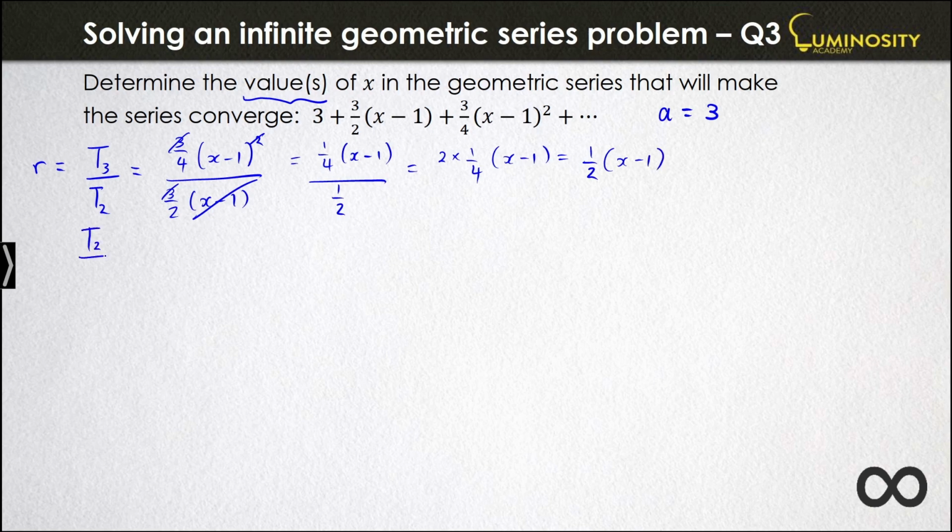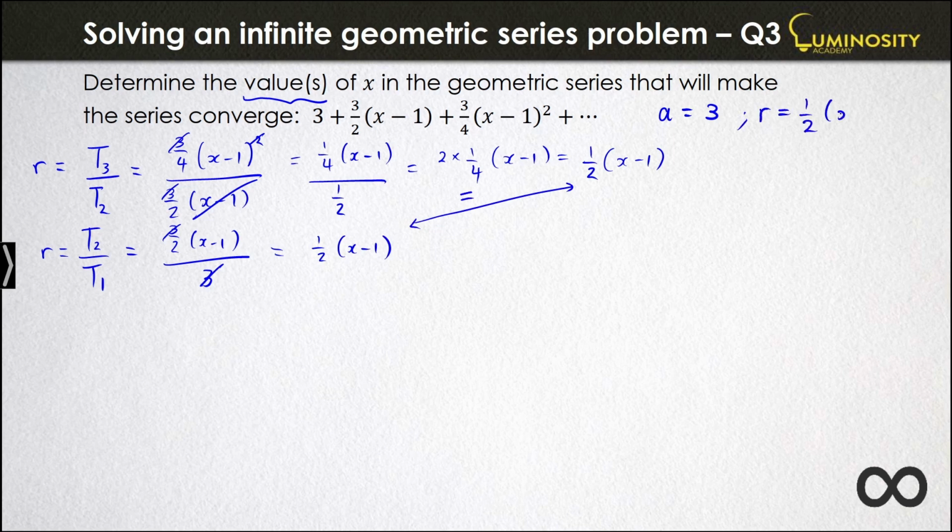If I do t2 divided by t1, I should get the same r value. Let's just check that. So t2 is 3 over 2 times (x minus 1), all divided by 3. The 3 will divide into the 3, and you're left with a half (x minus 1) in the numerator. So therefore, these two values are equal. Therefore, that is the common ratio, constant ratio r, a half times (x minus 1).